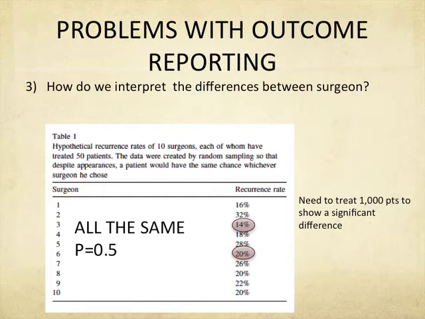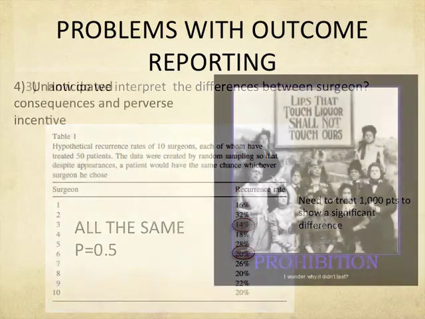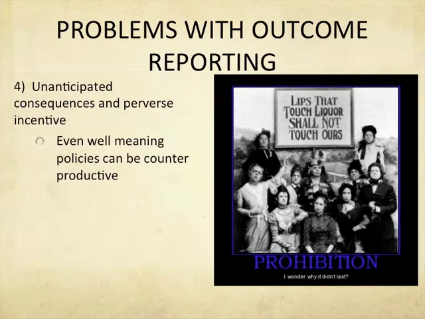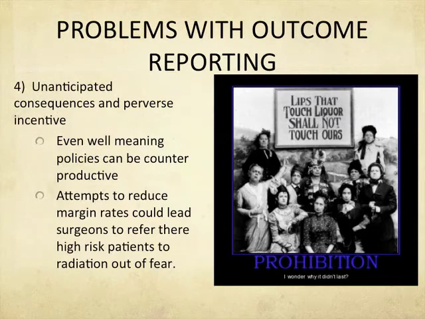But it's one of the things that people are going to be concerned about. One of the other concerns that came up was unanticipated consequences, or perverse incentives. Sometimes policies can be well-meaning, but they can be counterproductive. And one of the issues people think is, well, if people are looking at my margin rates, maybe I will start sending my high-risk cancer patients to radiation oncology, even though those are the ones who might benefit most. So it may lead to the wrong type of incentives. So those are some of the issues.